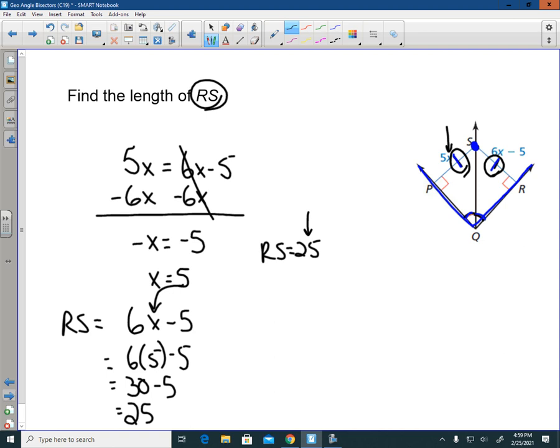So again, the process is take a look at this figure, see what you have. You have a point, S, on the angle bisector, that ray QS through that angle. If a point's on the bisector, then it's equidistant from the sides, which means that SP and SR have to be the same. And that leads you to the equation to solve the equation for X, plug X in, and finish the problem.